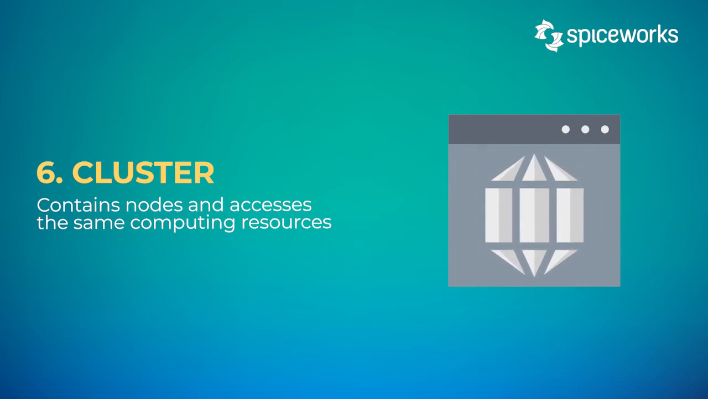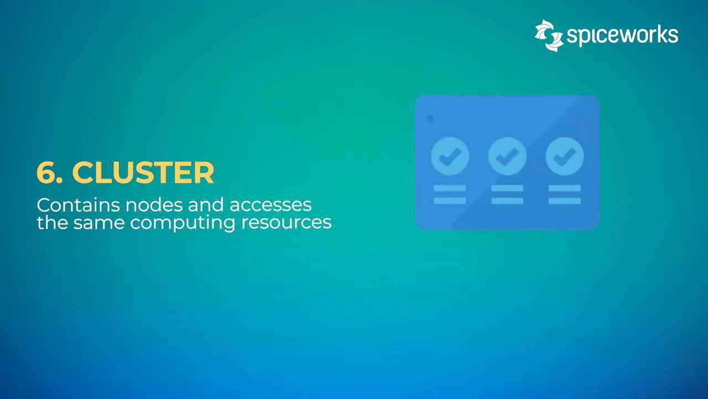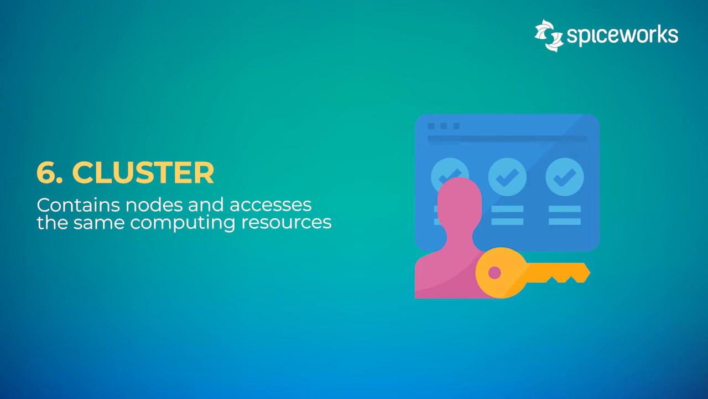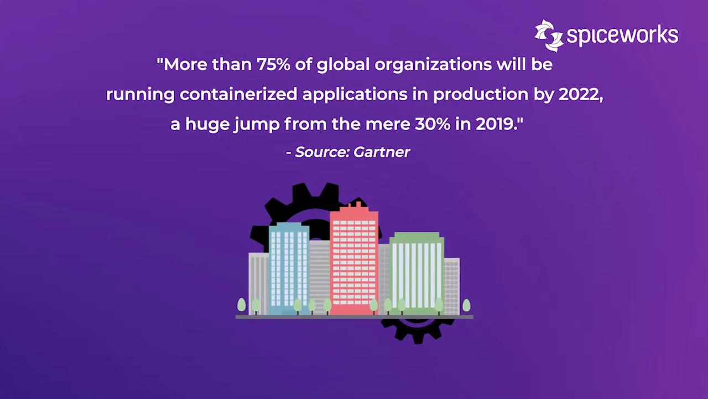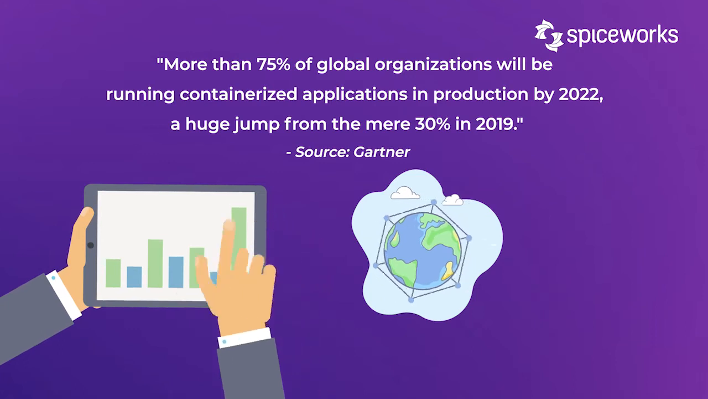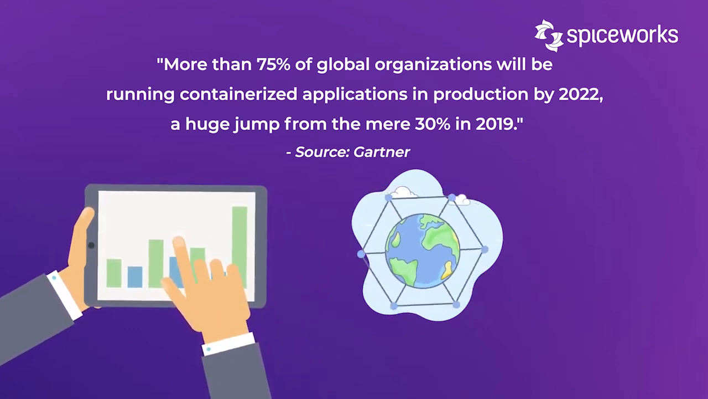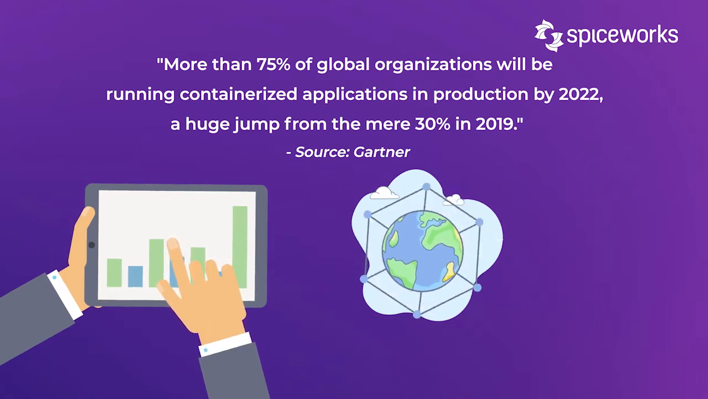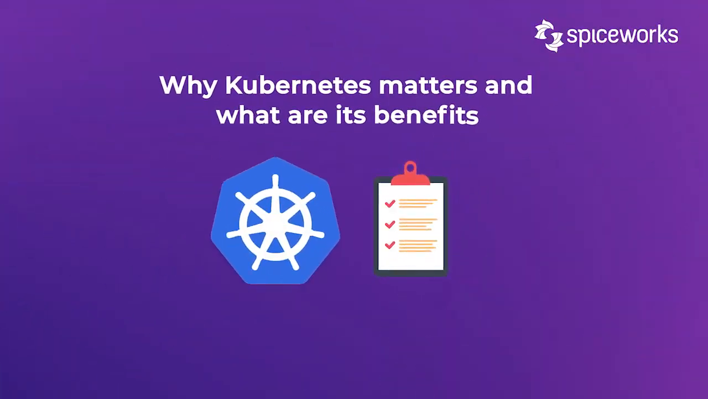Cloud infrastructures such as Google Cloud and AWS automate the management of clusters. Users only need to provide the physical specs and the number of nodes. Kubernetes is increasingly being adopted by enterprises looking to enhance their application administration capabilities. Gartner predicts that by 2022 more than 75% of global organizations will be running containerized applications in production, a huge jump from the mere 30% in 2019. That's why companies need to understand why Kubernetes matters today and what are its benefits.